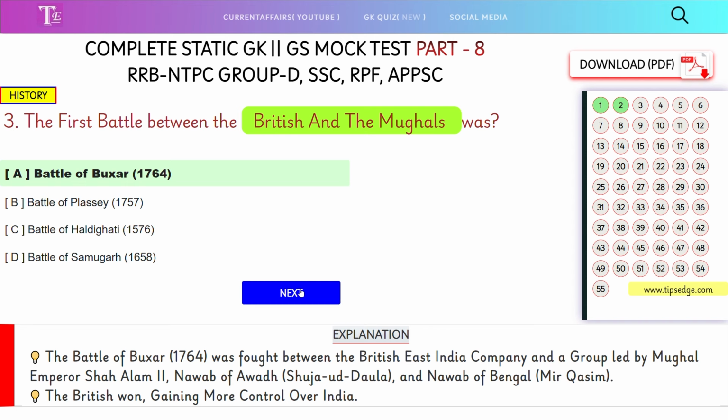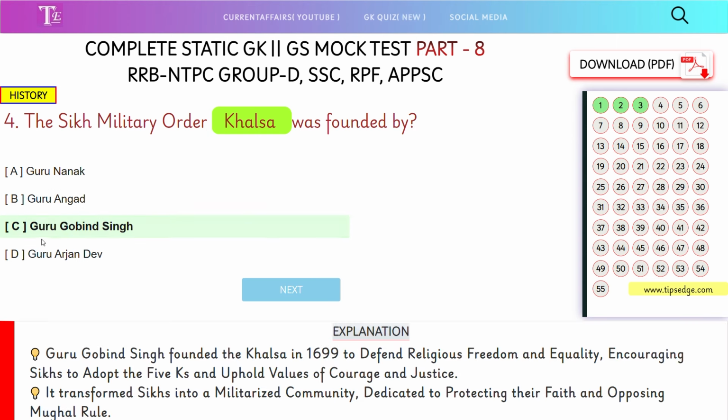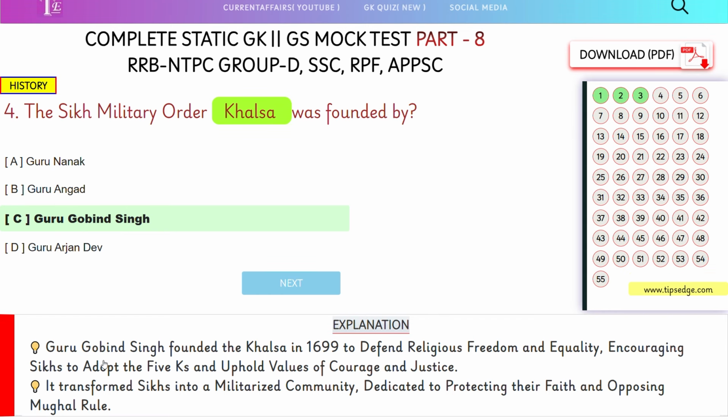Now moving to the fourth question. The Sikh military order Khalsa was founded by, answer: Guru Gobind Singh. Guru Gobind Singh founded the Khalsa in 1699 to defend religious freedom and equality, encouraging Sikhs to adopt the 5 Ks and uphold values of courage and justice. It transformed Sikhs into a militarized community dedicated to protecting their faith and opposing Mughal rule.